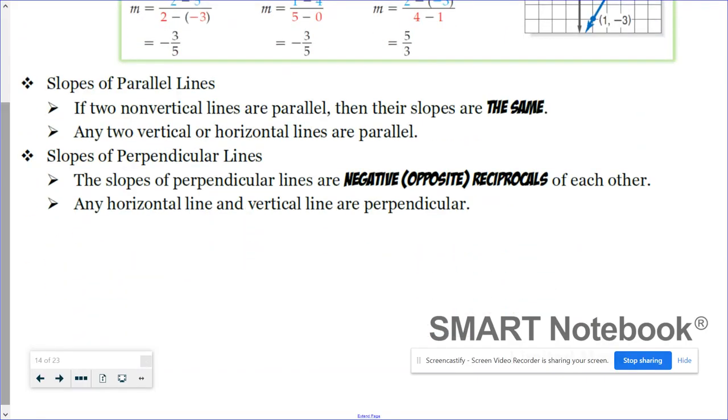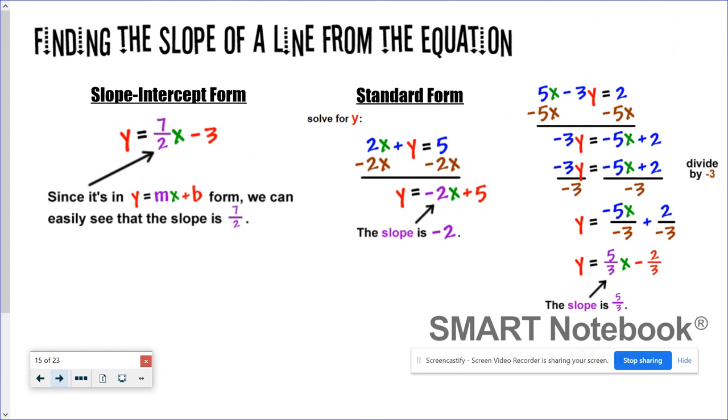So to summarize, parallel lines have slopes that are the same, and the slopes of perpendicular lines are negative, aka opposite, reciprocals of one another. So finding the slope of a line from an equation, because what I'm going to do is give you two linear equations and ask you parallel, perpendicular, or neither. And so you need to be able to identify the slope of a line given its function equation.